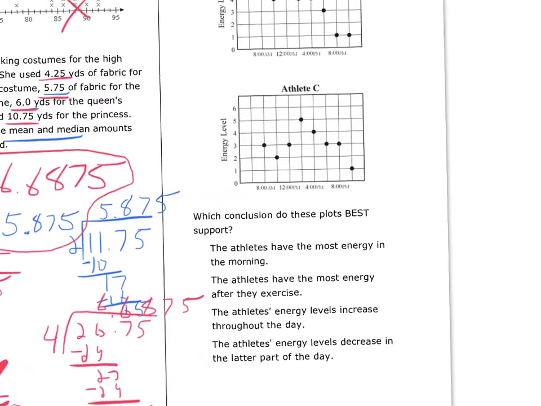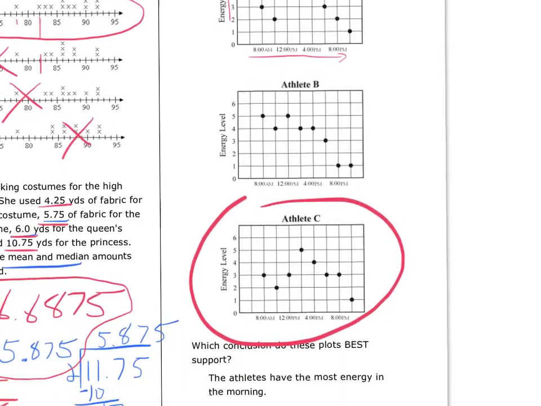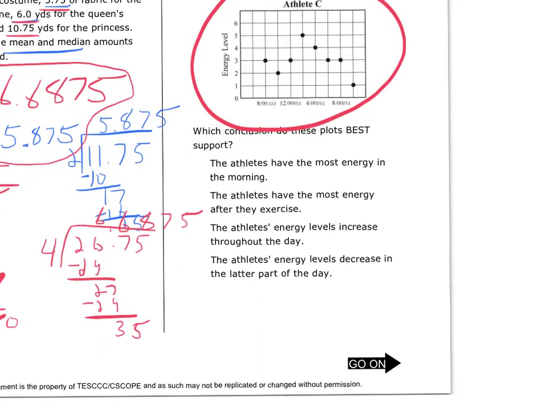It says the athlete's energy levels increase throughout the day. Well, just looking at C, his is going down all day pretty much, right? It goes up a little bit, but then it goes right back down. The last one says the athlete's energy levels decrease in the latter part of the day. Latter just means later. So if we look at all of them, sure enough, later part of the day, all of their energy levels are dropping off. And so that last conclusion is supported.